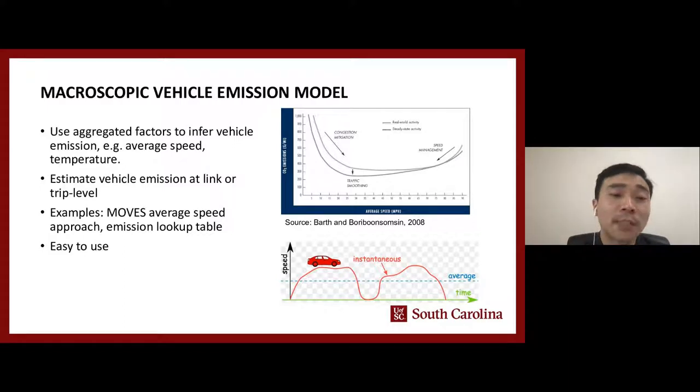This type of model is normally very easy to use, but sometimes there are concerns on the accuracy, especially since most of the time they try to use some average performance metrics such as average speed to represent the whole driving dynamics.